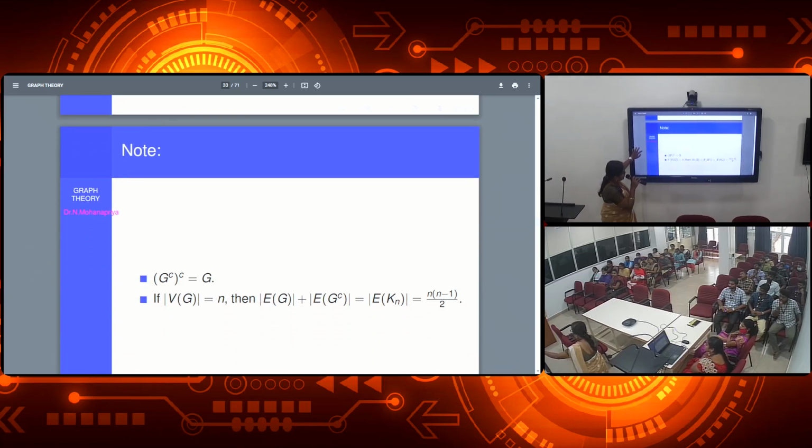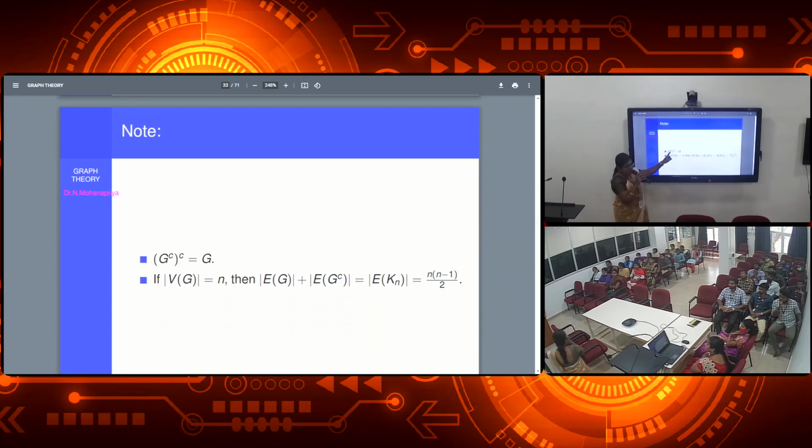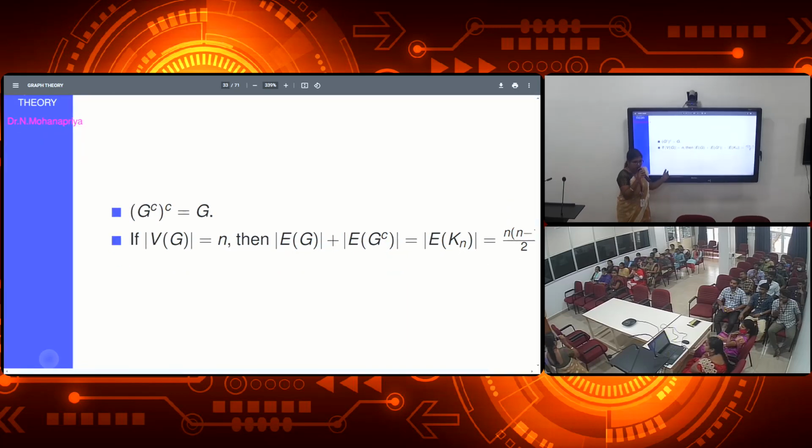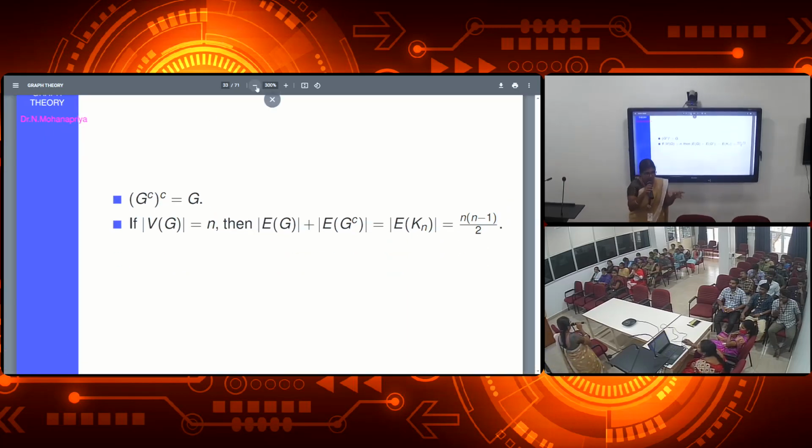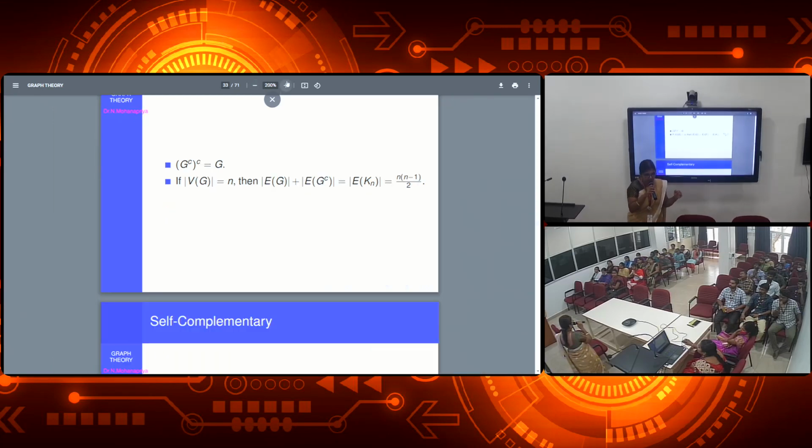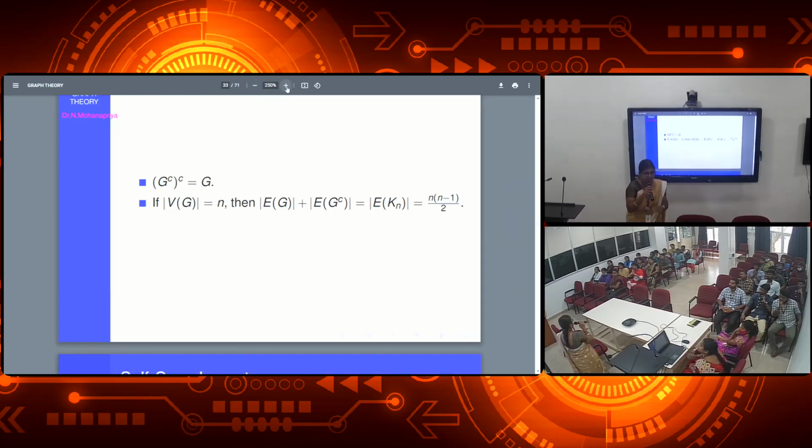Next, this is a note. The complement of G complement is nothing but the original graph, because while taking the complement of a graph, if there is no adjacency in that graph, there will be an adjacency in the complement of a graph. If again I take the complement of that graph, again I will get the original graph. That is, the complement of G complement equals G.